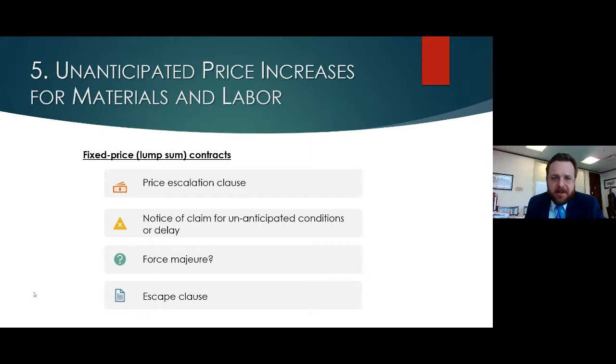Open-ended is going to be really hard to get, I understand. There may be a compromise to include a trigger, so that your price escalation clause is only triggered in the event the prices go up by a certain amount. And on the next slide, we'll look at a sample provision.